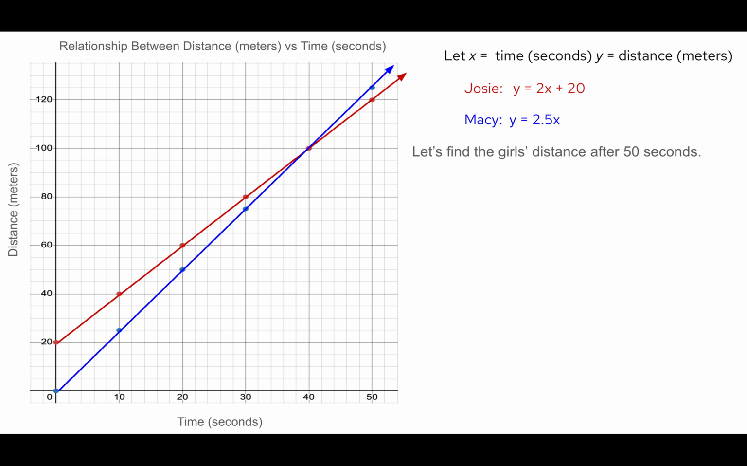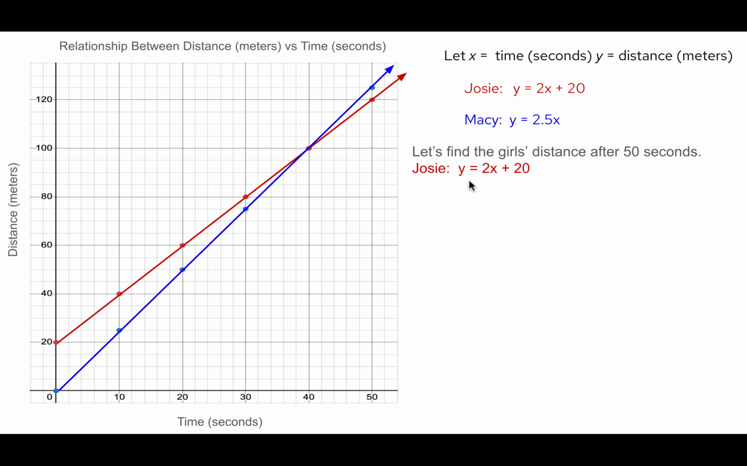Now let's look at some more questions. This time, let's use the equations to solve these problems. So I want to find the girl's distance after 50 seconds. What I'm given is the time, so I can replace the time, which is x, with 50.